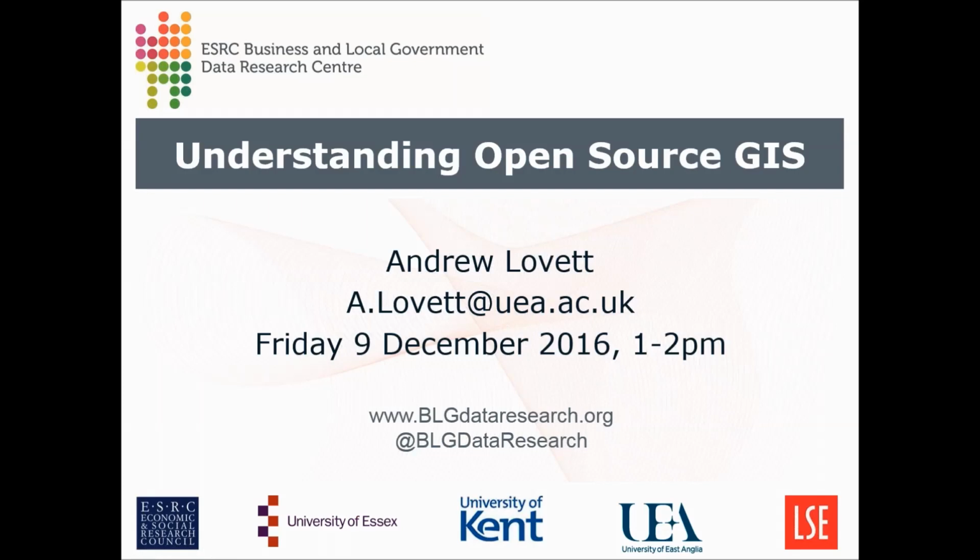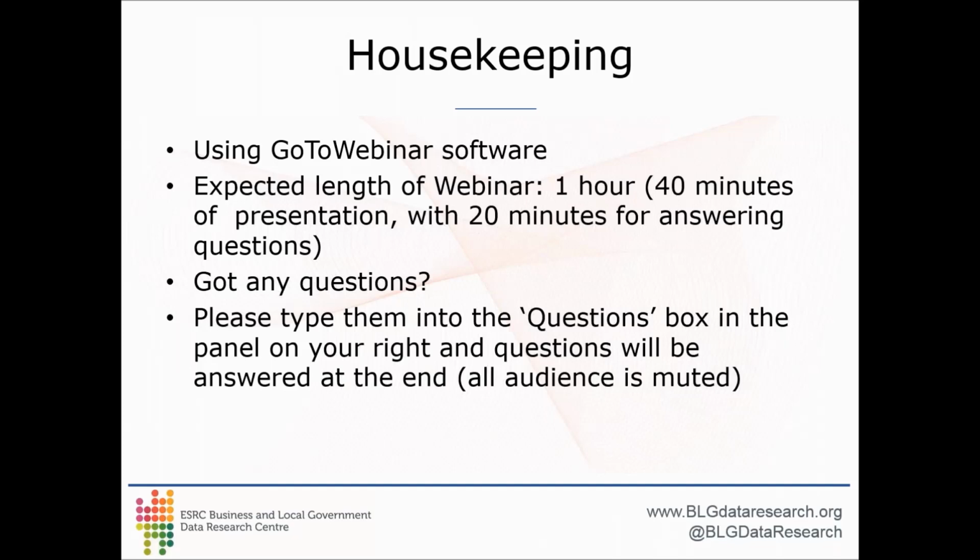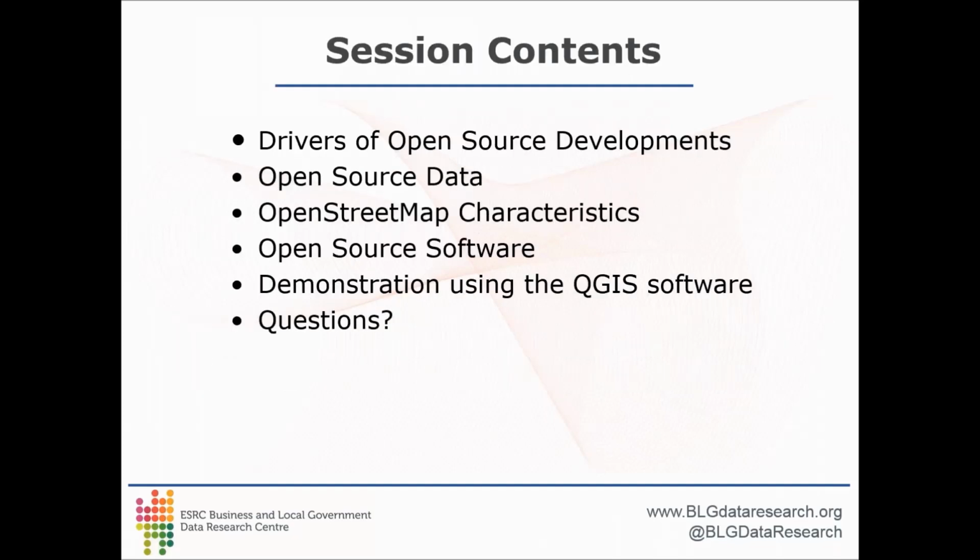As Alex says, what I'm going to discuss for the next 40 minutes or so is some of the recent developments in open source GIS. And so I'm going to talk about the following main things. I'm going to provide a little bit of background about what GIS is and some of the key drivers for open source developments. I want to talk a little bit about what we mean by open source data. What are some of its key characteristics and the different types of open source spatial data that exist.